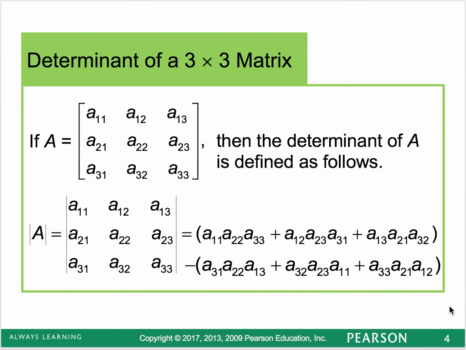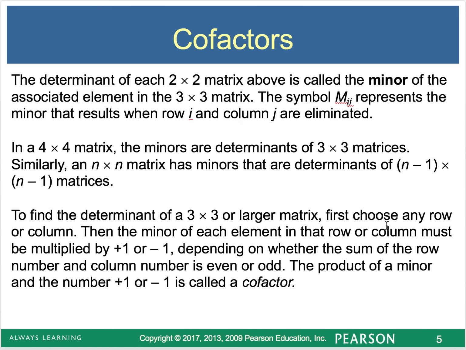Okay, the determinant of a 3 by 3 matrix is not as easily defined. Here's the definition of it. You can look at that if you want, but it's way easier for me to just explain to you how to find the determinant of a 3 by 3 matrix. Same thing here. You can pause this and read if you want to know about minors and cofactors. It'll just be way easier for me to just explain how to find the determinant.